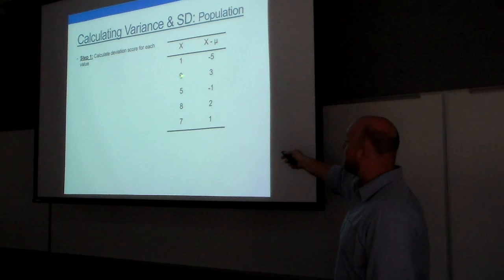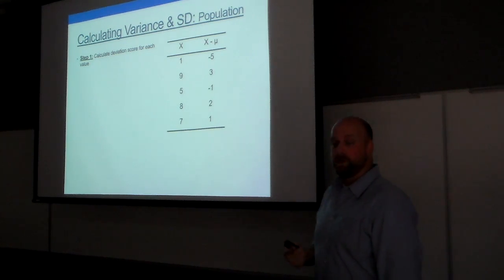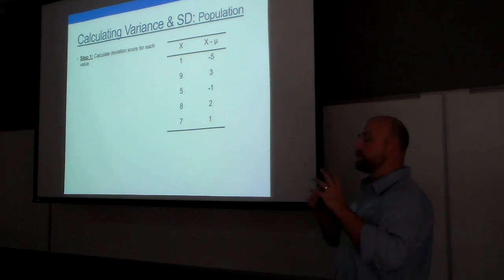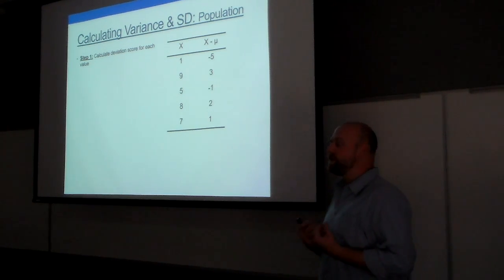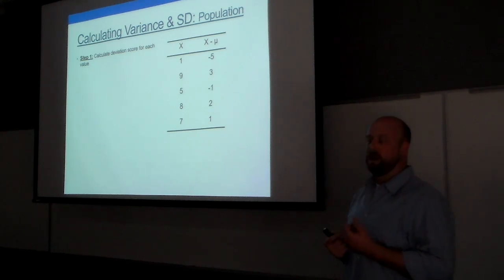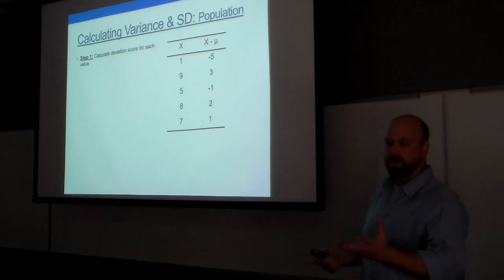So we've got a mean of 6, right? And so the first step is we're going to go through and calculate a deviation score. Deviation scores are going to become incredibly important. So if I talk about a deviation score, you know that it's just the score minus the mean of the sample. Okay?